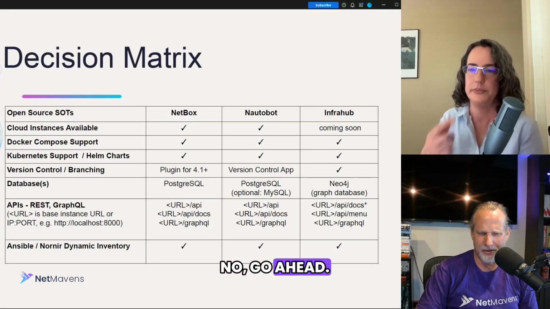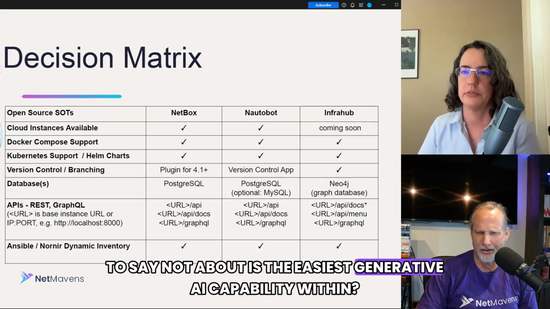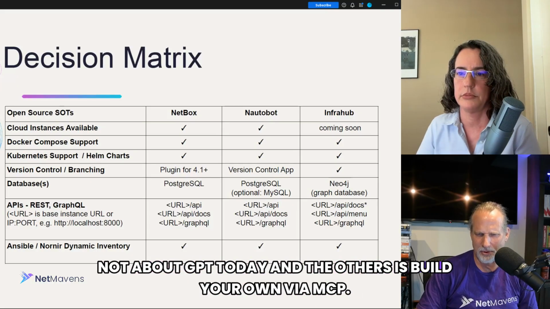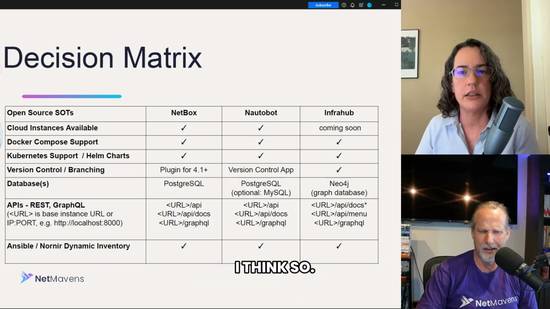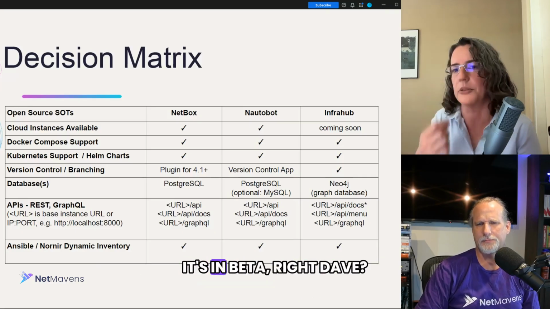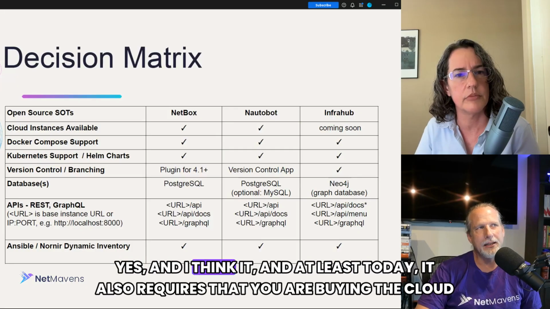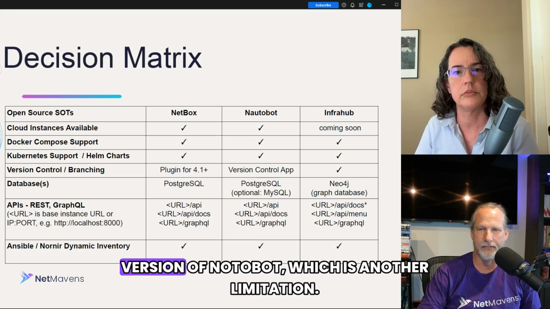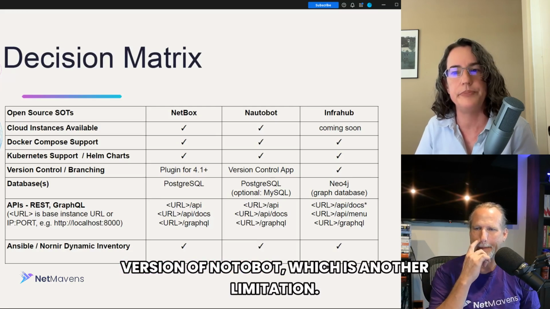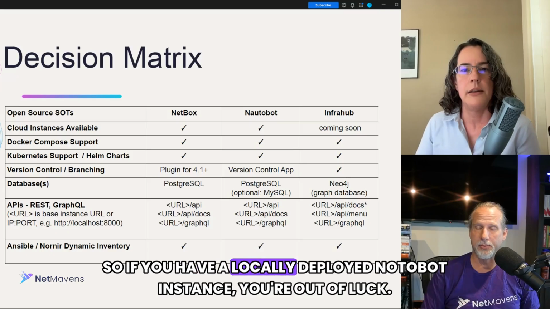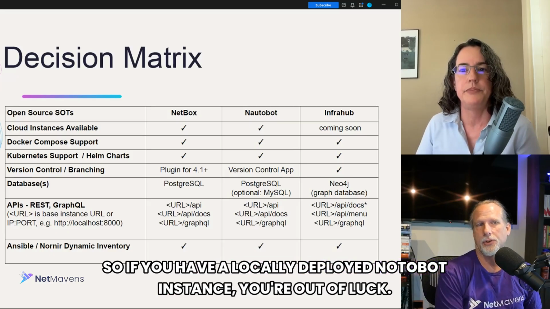Is it fair to say Nautobot is the easiest generative AI capability, within Nautobot GPT today, and the others is build your own via MCP? I think so. It's in beta, right, Dave? Nautobot GPT? Yes, and at least today it also requires that you are buying the cloud version of Nautobot, which is another limitation. So if you have a locally deployed Nautobot instance, you're out of luck.